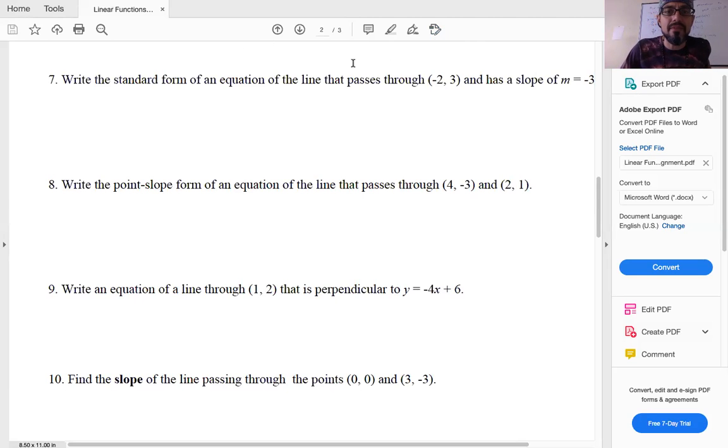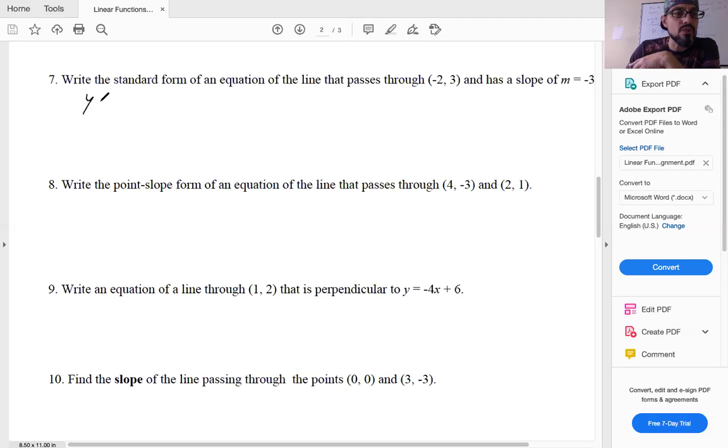Number 7, let me read it out for you, says, write the standard form of an equation of a line that passes through this point, negative 2, 3, and has a slope of m equaling negative 3. So at this point, I would recognize that, to find the equation of the line, typically we're using y equals mx plus b or the point slope formula. Now I have the point and the slope. So I'm going to use the point slope formula, okay?